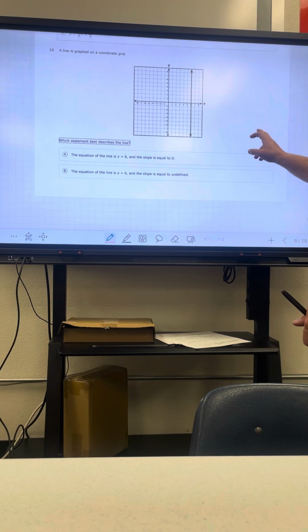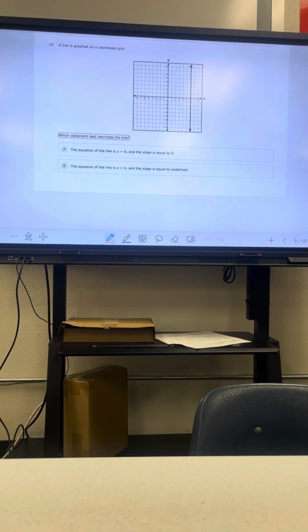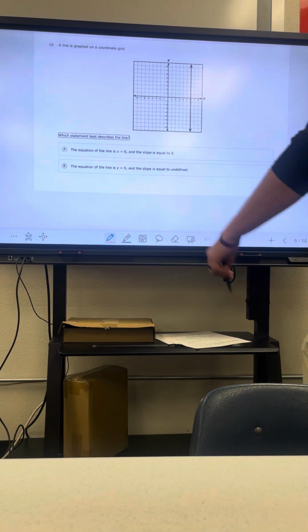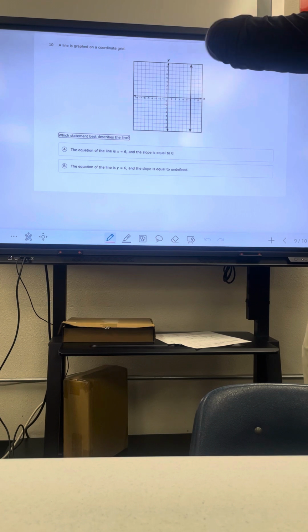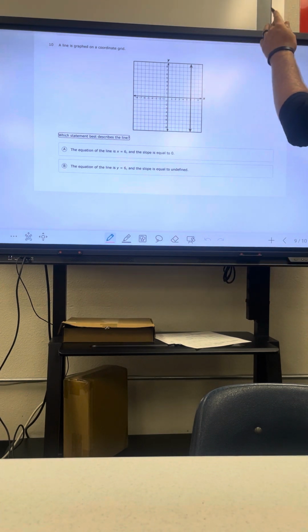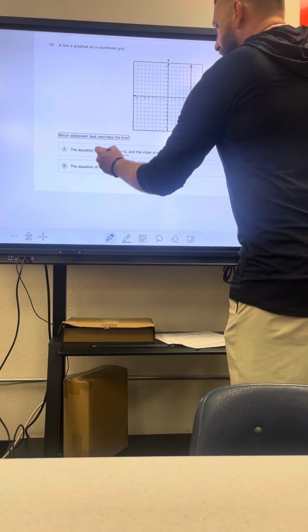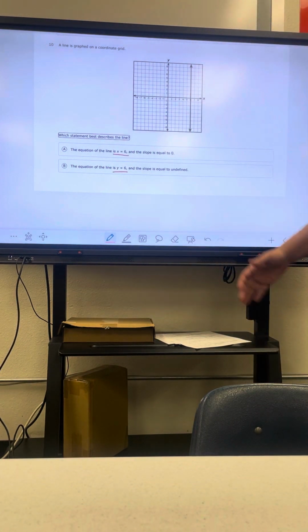Okay. Question number 10 says which statement best describes a line. So again, we're describing this line right here. They're talking about what the equation is and what the slope is. So just remember what the slope of a vertical line is, and also what type of line vertical is. Again, you should actually be able to type those in, and it should pop up.